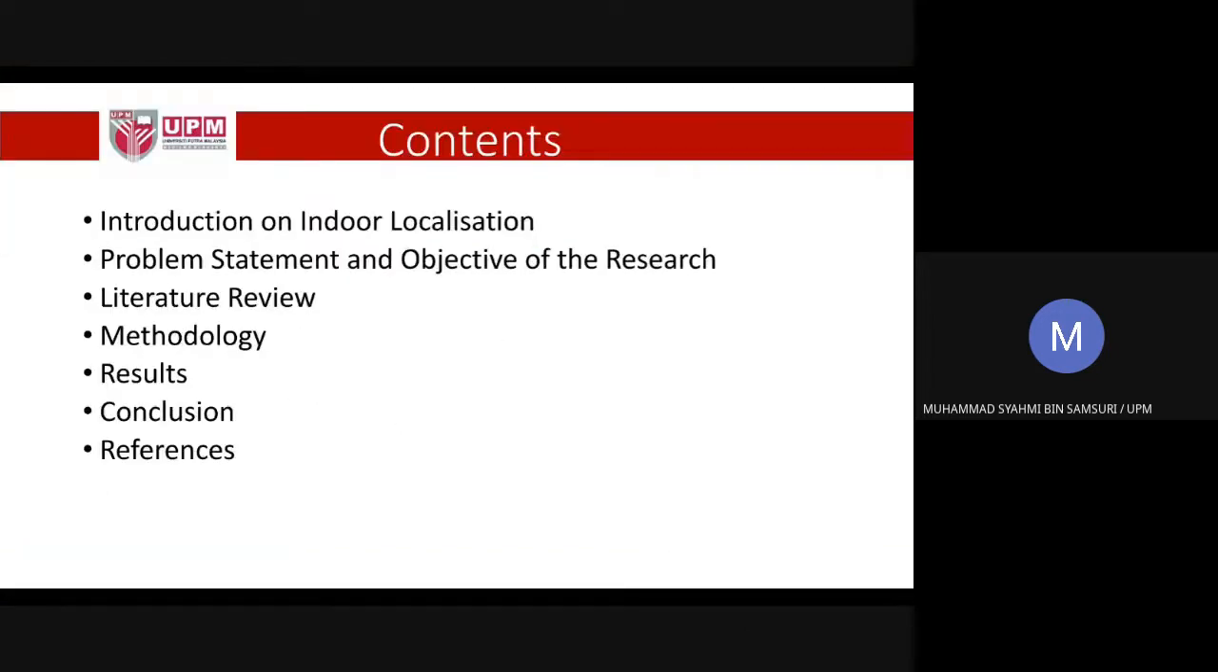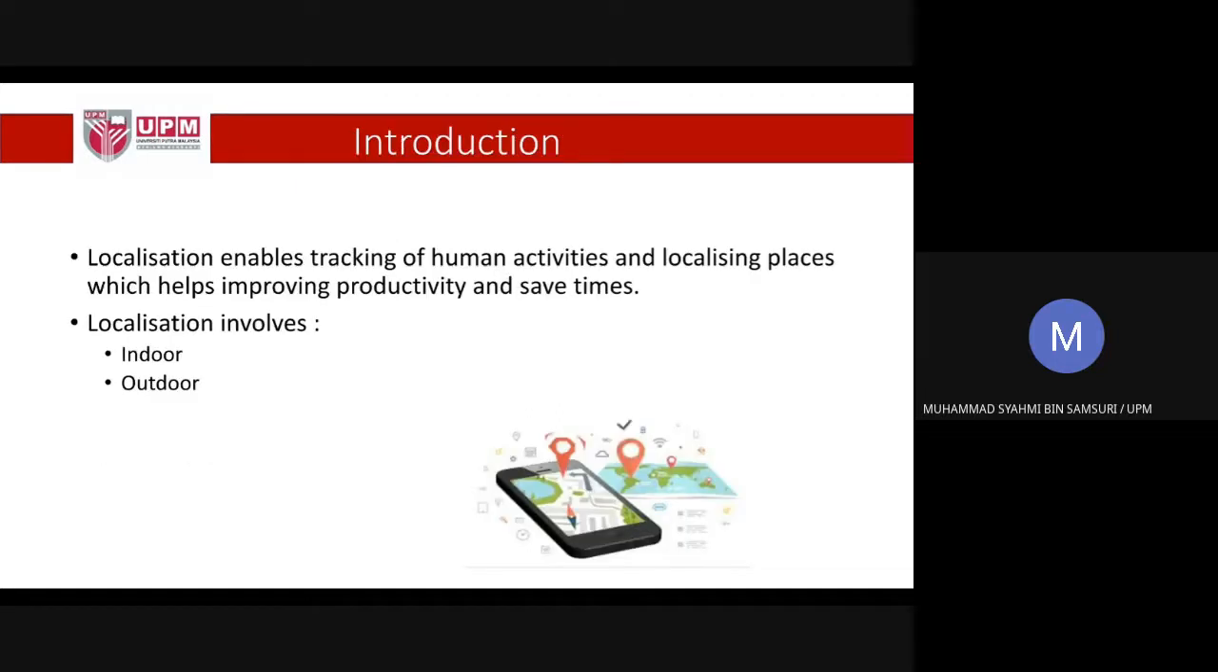These are the contents for this presentation. We go first with the introduction on indoor localization, problem statement, and objective of the research, literature review, methodology, results, conclusion, and the last one is the reference. Alright, let's go for the introduction first. Localization enables tracking of human activities and localizing places, which helps improve productivity and save time.